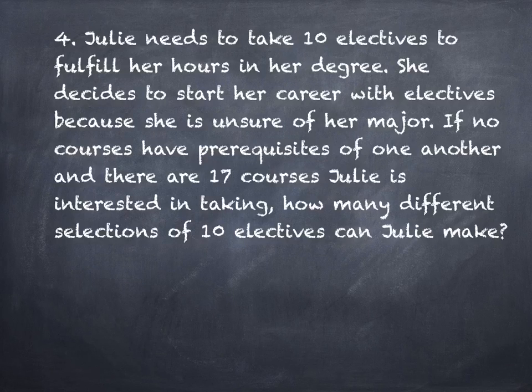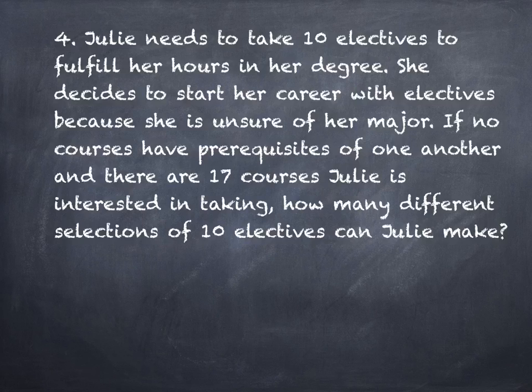All right, let's try this one and decide if order matters. Julie needs to take 10 electives to fulfill her hours in her degree. That'd be a lot of electives. She's going to take 10. And she decides to start her career with electives because she doesn't know what she wants to major in. None of you are like that, are you? A few. It's okay. So she decides to take some electives to fill in some slots.